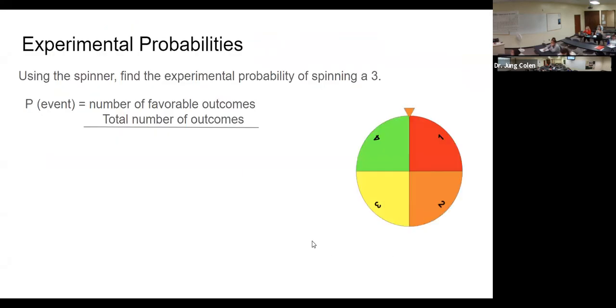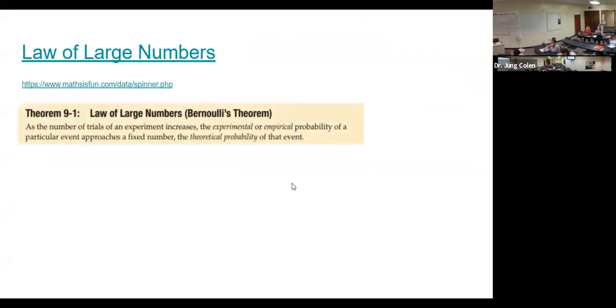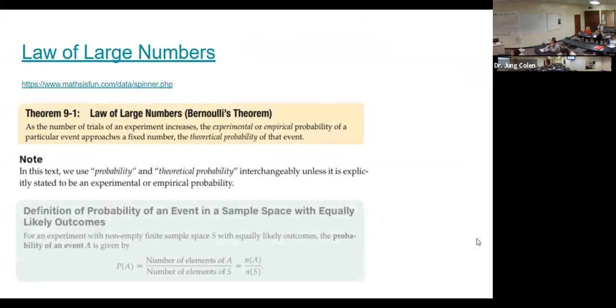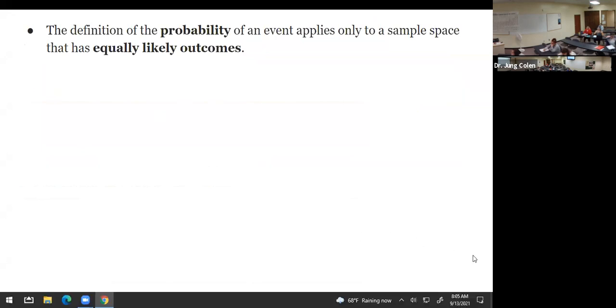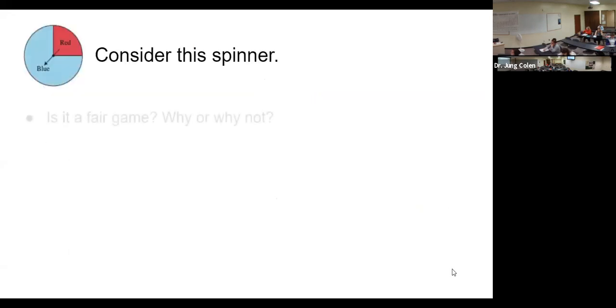And we also talked about the law of large numbers. So if we do a lot of experiments, we're going to come very close to theoretical probability. Okay, and we also talked about how we are doing equally likely outcomes, so fair coins or fair dice, something like that.